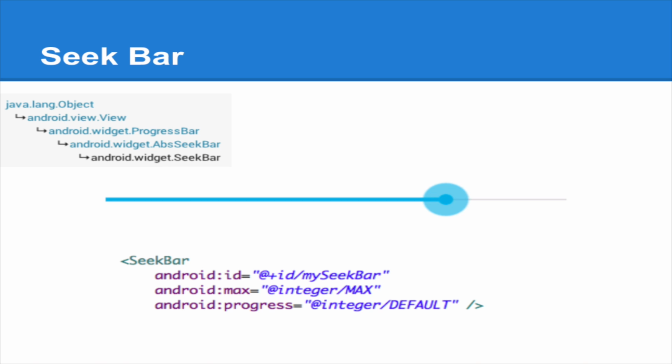Okay, seek bar. Now look at this one. Look at the hierarchy here. Look at the inheritance going on here. It's actually a subclass of progress bar. So in other words, anything you do to progress bar, like set progress, for instance, you can do to a seek bar, because it's a subclass. So here's a nice one, look, there you are, seek bar. Max and default. Default is the value it's set to start with.